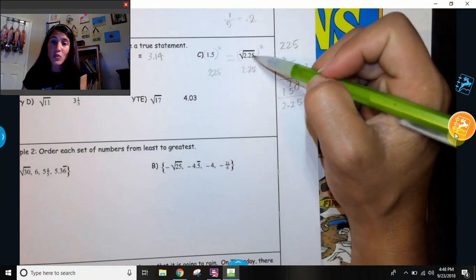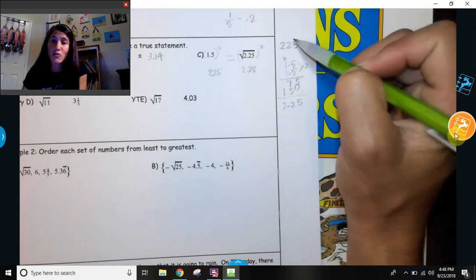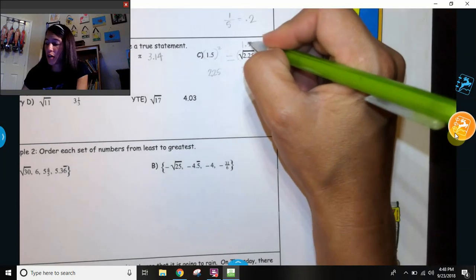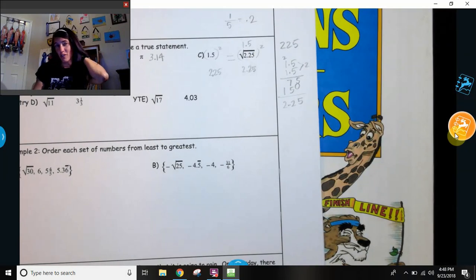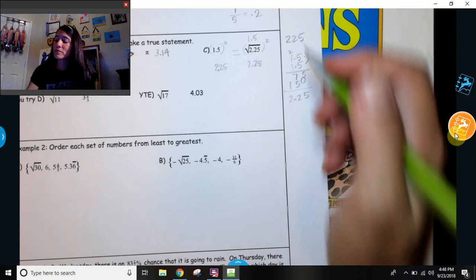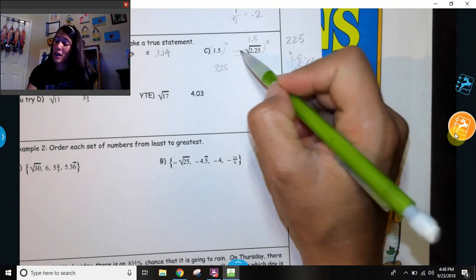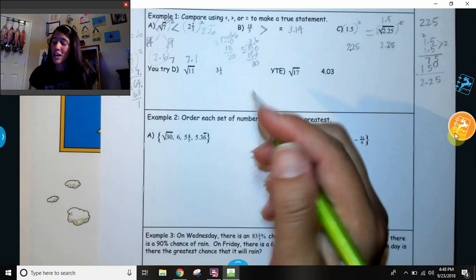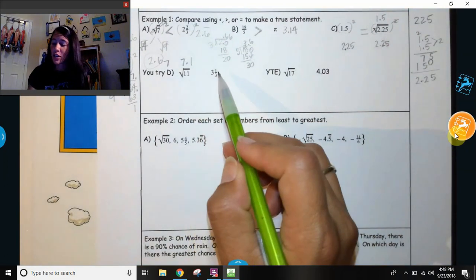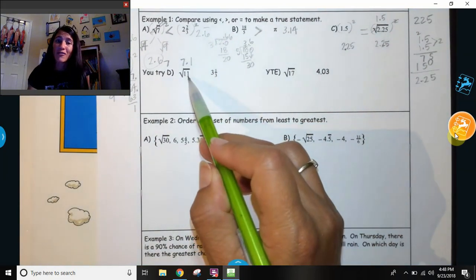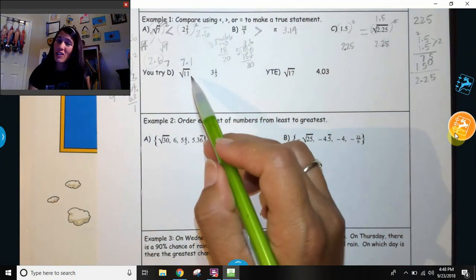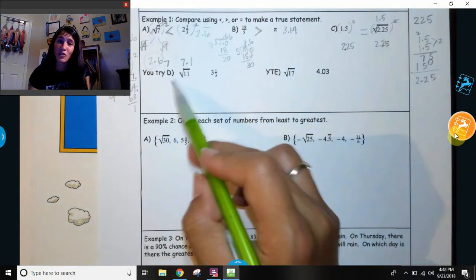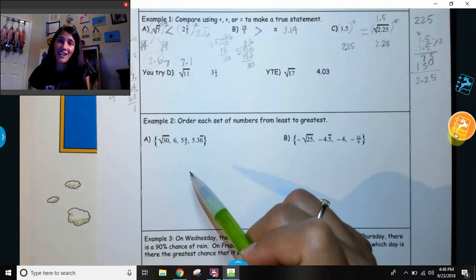Now, if you knew the square root of 2.25 because you knew 225, then you would have known that the square root is 1.5. So you could have known that those were equal a while ago. But I wanted to show you how to square, and then when you square it, they cancel each other out. Okay, you try D, square root of 11 and 3 1/3. So you can either estimate the square root of 11, or you can just go ahead and square it and then square this side. So press pause and you try D and you try E, and then I'll show you how.